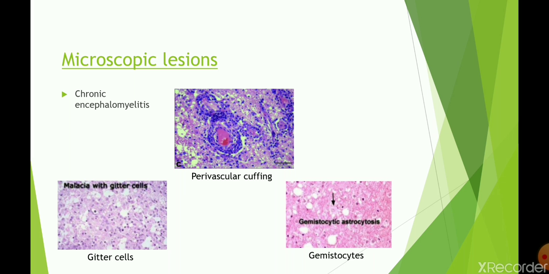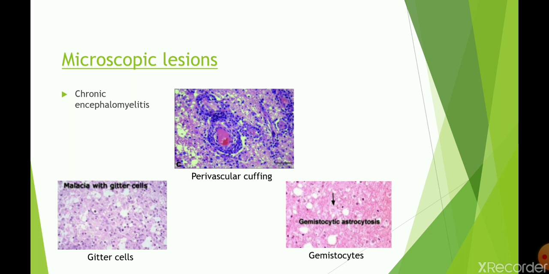If the dog acquired the infection during an earlier stage, but still it's fighting the infection with its solid immunity and developed neurological signs in the later part of its life. But such cases are very rare. In such cases, you can get this perivascular cuffing, this cuffing of these macrophages around the blood vessels.